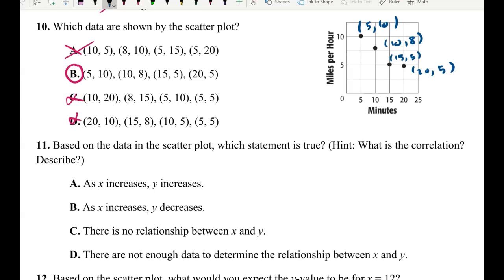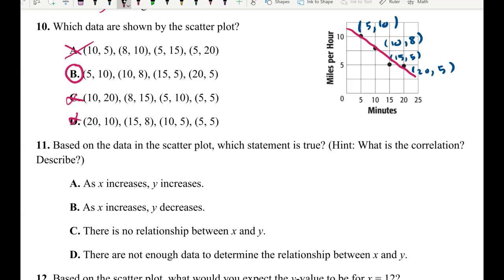Okay, problem 11. Based on the data scatter plot, which statement is true? The hint: what is the correlation, and describe. The scatter plot is from problem 10. So in problem 10, we have 4 points. We're going to draw a best fit line that goes through as many points as possible. So we see that the line is going down, it's a negative slope.